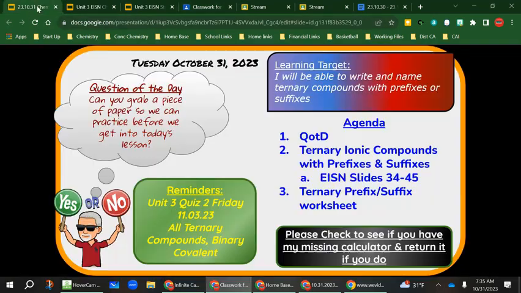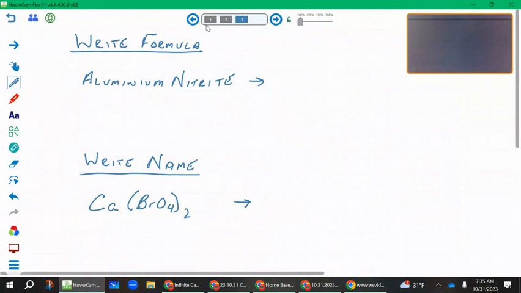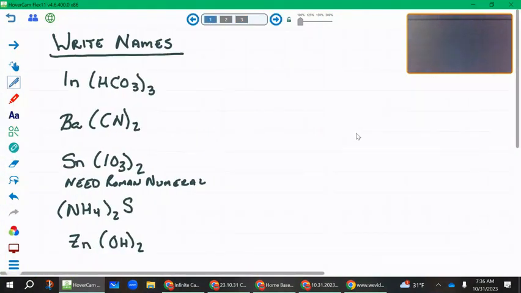All right. Then today, ladies and gentlemen, we're going to start out with you doing this. I want names for these 5 formulas. This one needs a Roman numeral in it, ladies and gentlemen. So we'll give you about 5 minutes to get that done.